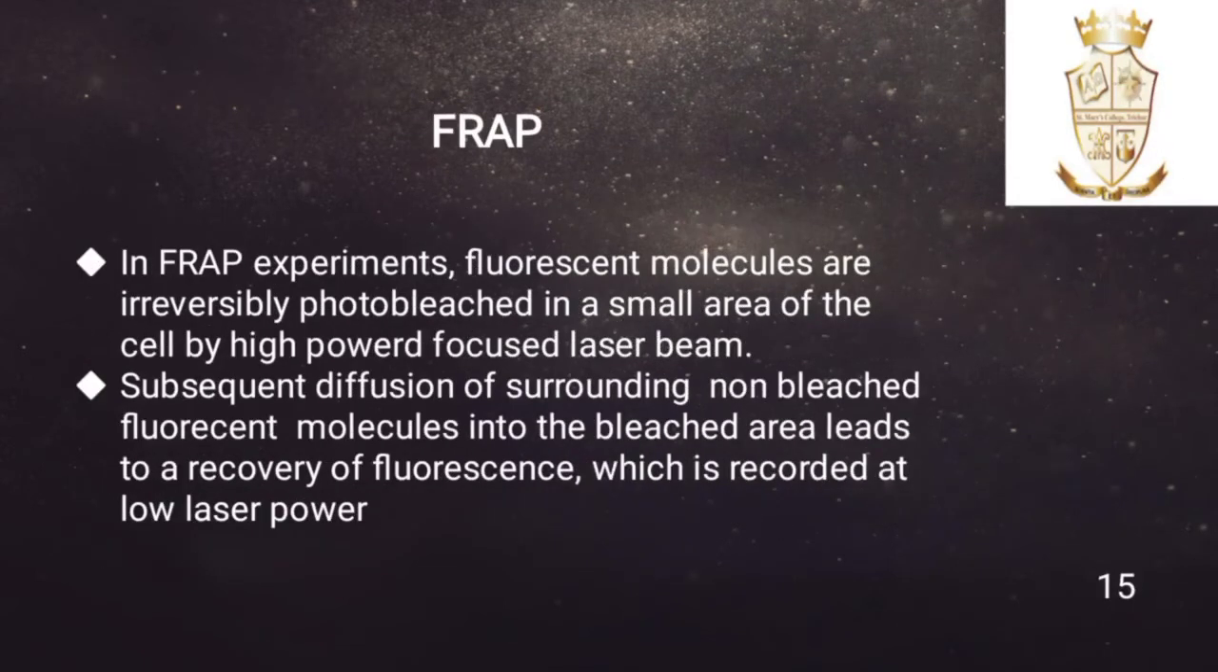Then we are telling about FRAP, fluorescence recovery after photobleaching. In FRAP experiments, fluorescent molecules are irreversibly photobleached in a small area of the cell by a high-powered focused laser beam. Subsequent diffusion of surrounding non-bleached fluorescent molecules into the bleached area leads to a recovery of fluorescence, which is recorded at a low laser power.